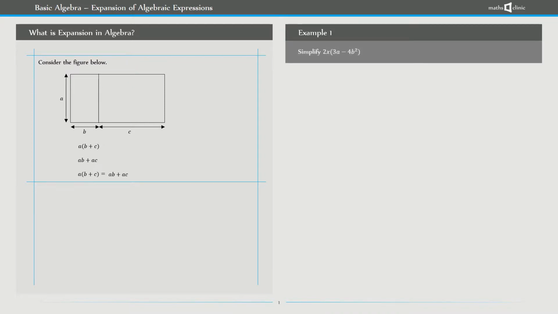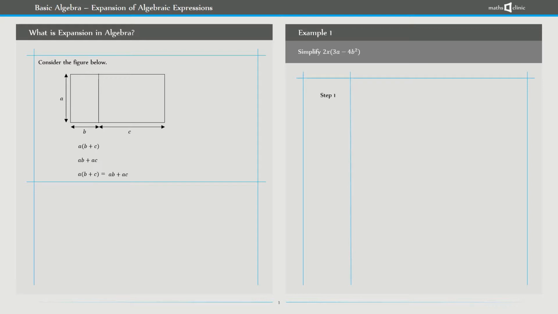Example one says simplify. We have brackets here: simplify 2x multiplying in the bracket 3a minus 4b squared. To solve this is actually very easy.